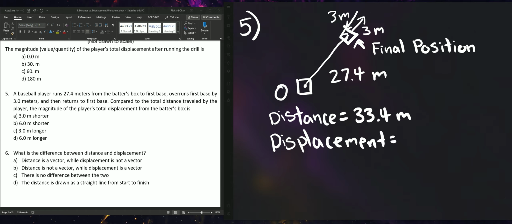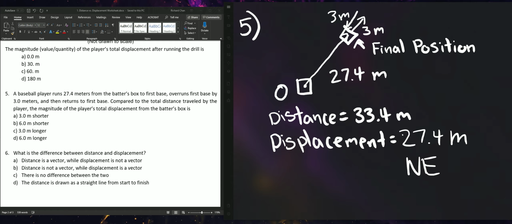What is my displacement? What was my final position? Here, over here, final position, minus 0. It's going to be 27.4 meters. Normally there's a direction here, so let's just say it's northeast.